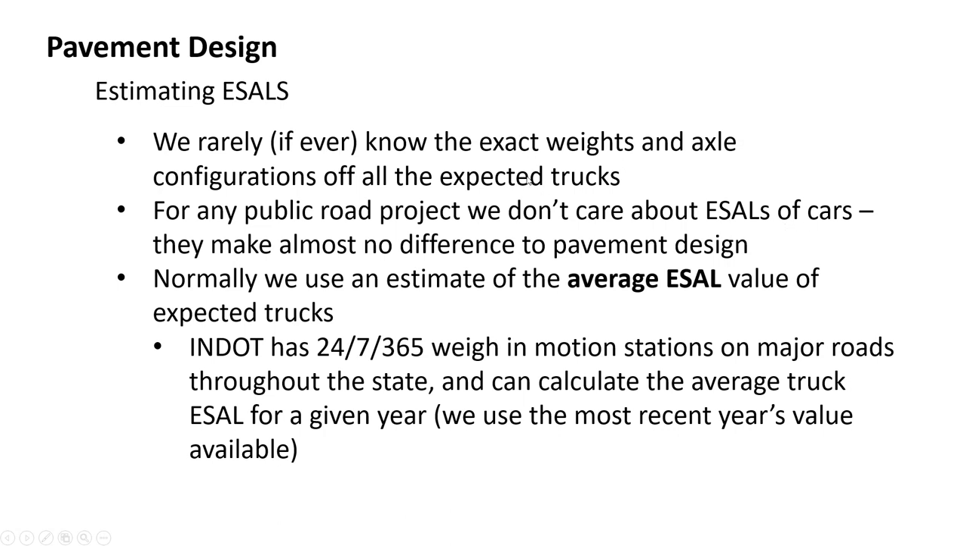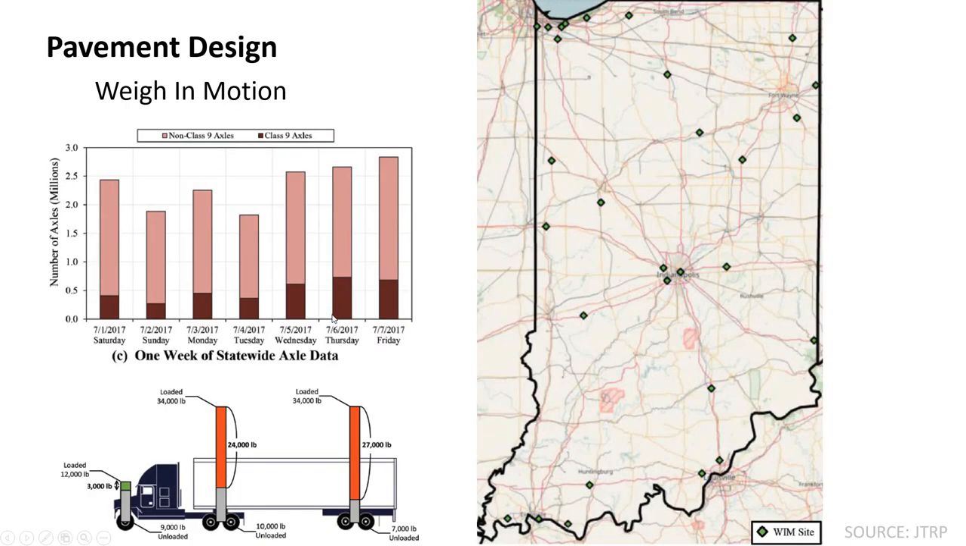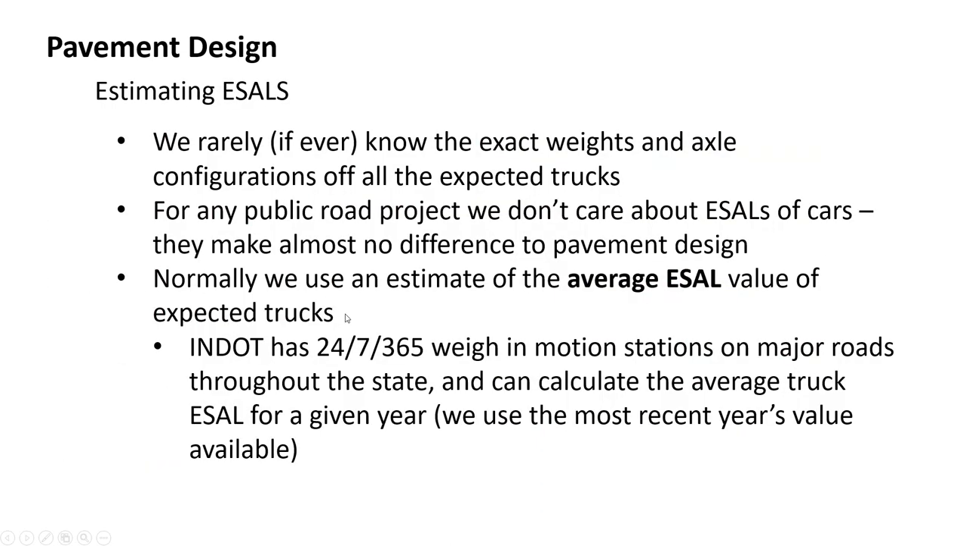We just did this example where we looked at an exact truck and calculated the ESALs on that vehicle. We can do that, but how often do you know exactly every configuration and every weight on every set of axles of all the trucks that go through your project? That's never going to happen, I don't think, ever, anywhere you're at. And so what we do is we use an average estimate.